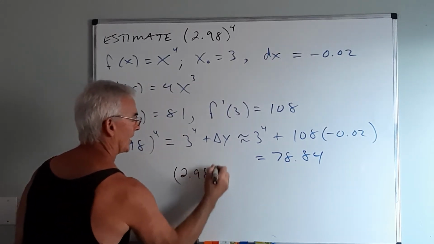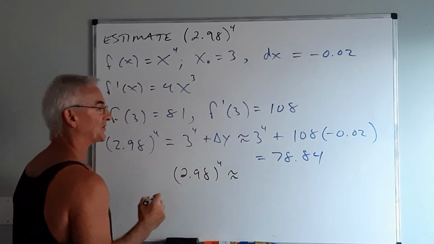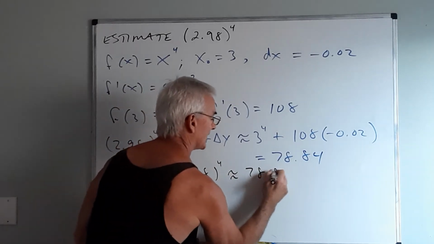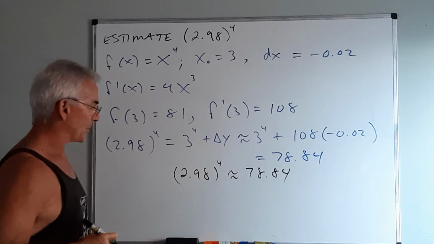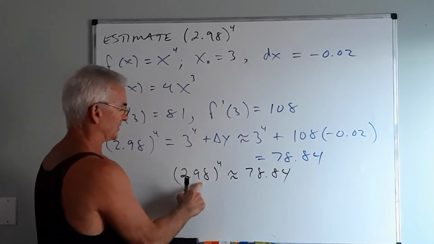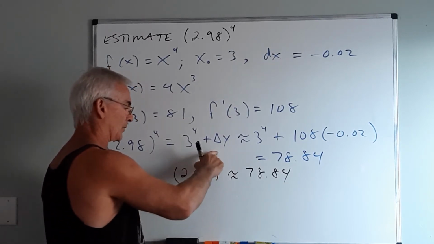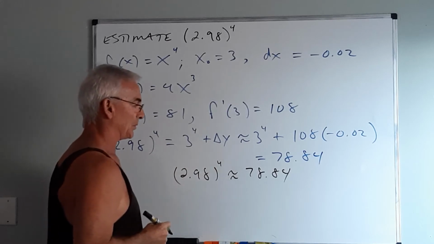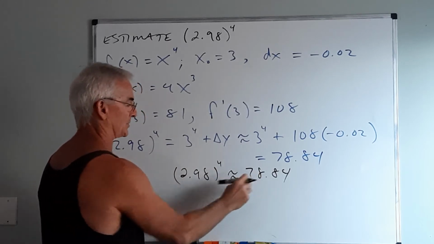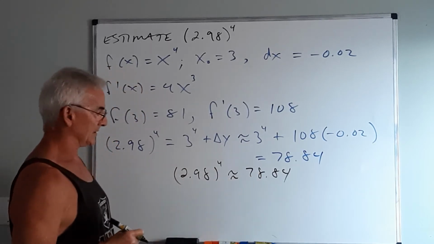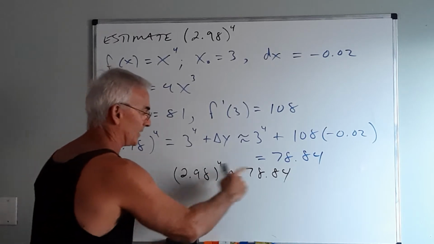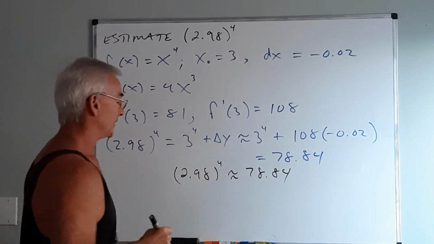So we are saying in this case that 2.98 raised to the fourth power can be estimated by 78.84. We know they're not equal because I have a 2 decimal place number raised to the fourth power, which means this is actually an 8 decimal place number. This is my estimation. So I would urge you to always check it against a calculator. They cannot be equal. They have to be very, very close.